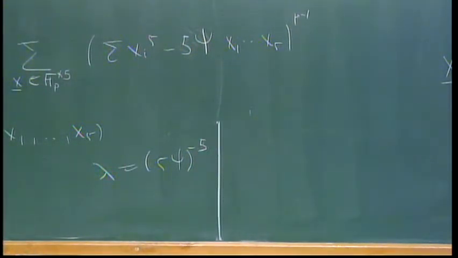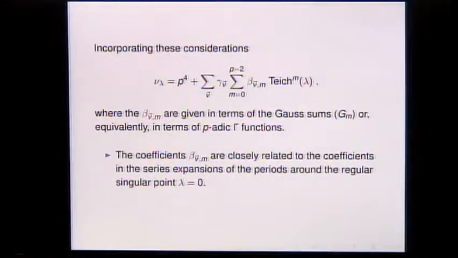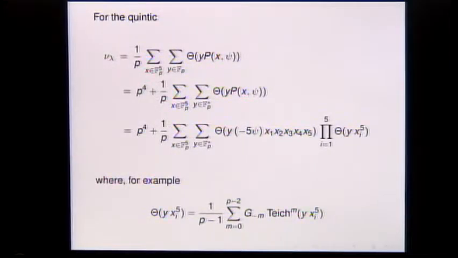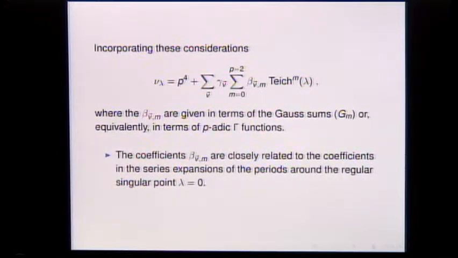So you get an expansion, right? And at least intuitively, you can see that those betas will be products of these g's, right? So they are given in terms of Gauss sums of these g's, or equivalently, using the Gross-Koblitz formula, in terms of p-adic gamma functions. This V here is this. So I have rearranged the terms. So you get an answer, right?